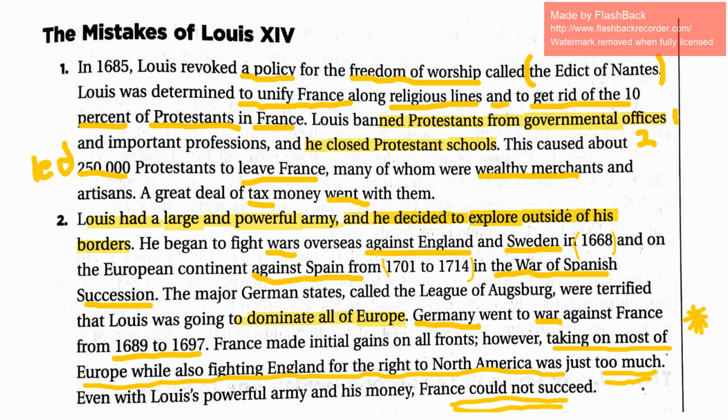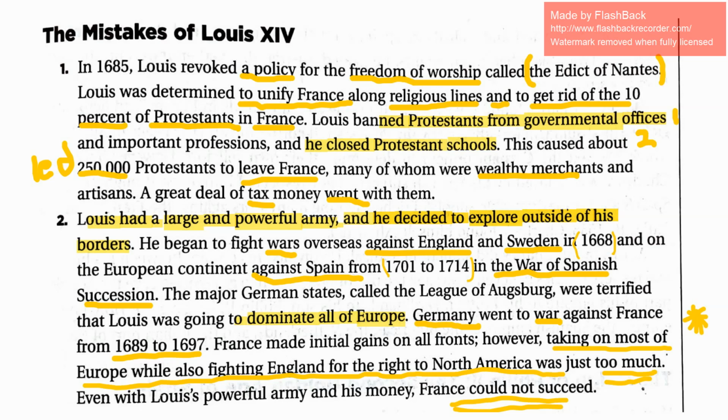What happened here? He wanted to unify them, so he wanted to get rid of the last 10% of the Protestants in France. He was a strict man in his religion. He wanted to get rid of the 10% of the Protestants because he was not a Protestant; he was against them, and he wanted to rule France under the Edict of Nantes. So he wanted to unify France under one religion. So what did he do? Number one, he banned the Protestants from governmental offices, which means he did not give them important professional governmental jobs. He removed them and banned them from there.